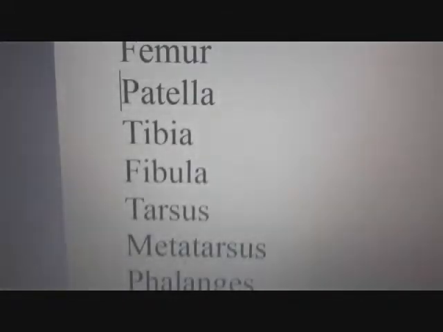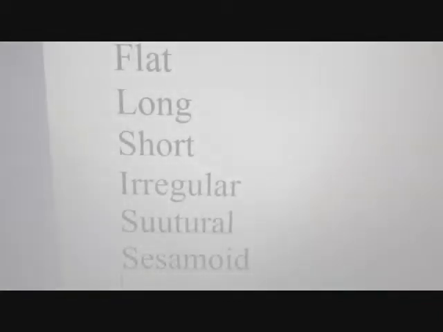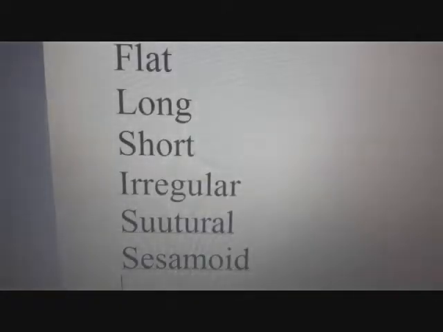What are the 6 classes of bones when classified by shapes? Flat, long, short, irregular, sutural, and sesamoid.